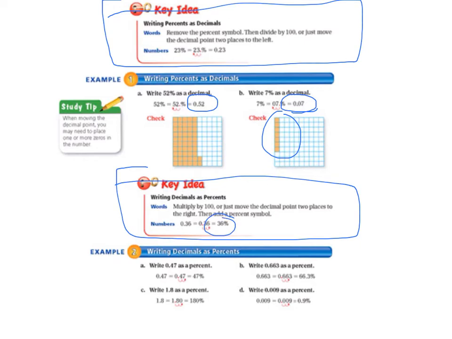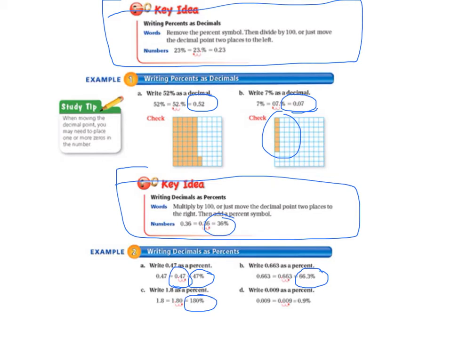So example 2, we write 47 hundredths as a percent. So we move that decimal point to the right 2 spaces, and it's 47%. Letter B, 663 thousandths as a percent. We move the decimal point 2 places to the right. It's 66.3%. And then 1.8 equals 180%.